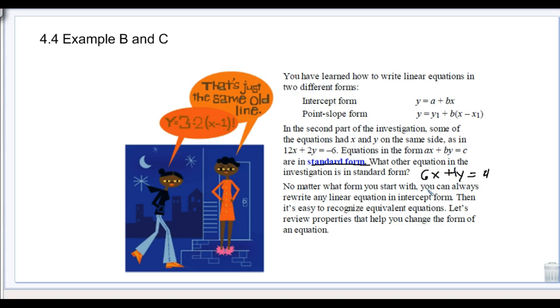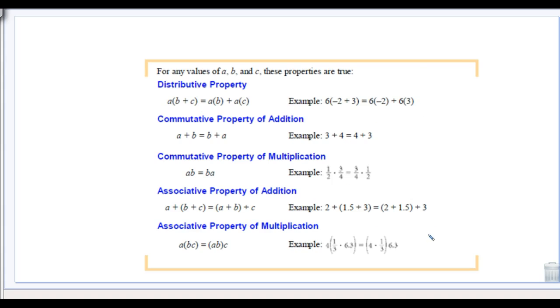No matter what form you start with, you can always rewrite any linear equation in intercept form. Then, it's easy to recognize equivalent equations. Let's review properties that help you change the form of an equation. Alright, so let's look at the distributive property, which you already have in example A, right? You distribute a, and a could be any number. It could be a whole number. It could also be a fraction. So if we want to write like 1/6, we could do all of that as well.